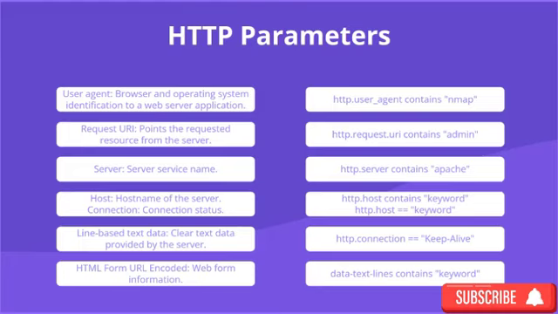HTTP parameters: User agent, browser and operating system identification to a web server application. Request URI points to the requested resource from the server. HTTP parameters: Server name, host name of the server. Connection, see connection status. Line-based text data, clear text data provided by the server. HTML form URL encoded, web form information.